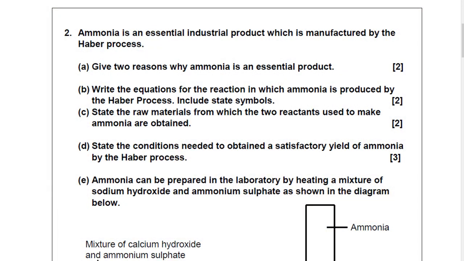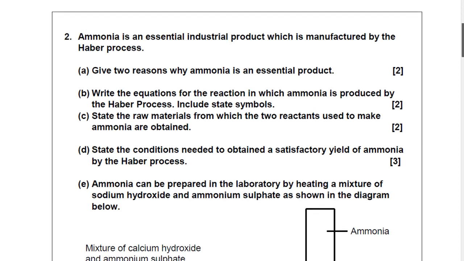The question reads, ammonia is an essential industrial product which is manufactured by the Haber process. Give 2 reasons why ammonia is essential. Why is ammonia a very important substance in industry? There are many reasons why ammonia is important.